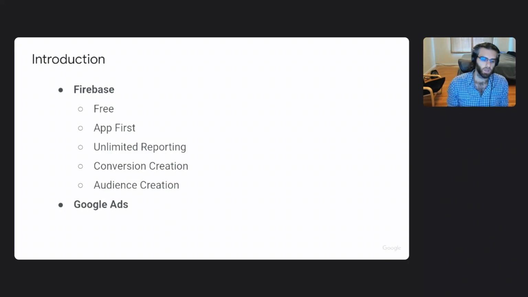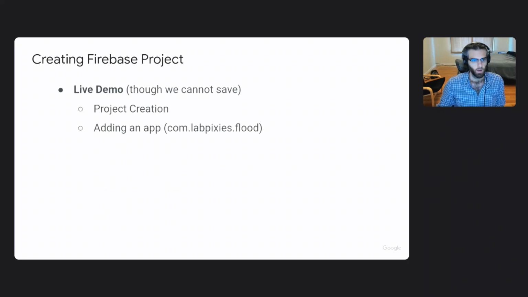Google Ads is a way to purchase advertising on Google's O&O platforms, as well as on our third-party networks. So it's a nice tool if you want to advertise your app to lots of different services all at once. Okay, so let's go into Firebase.